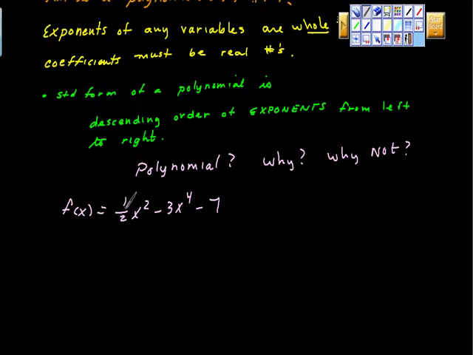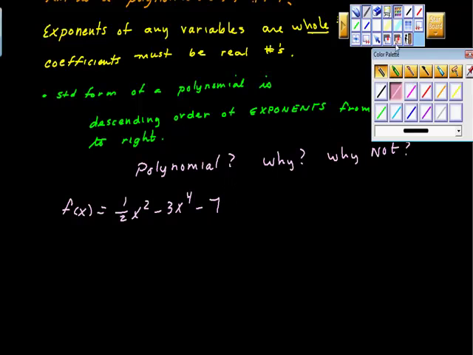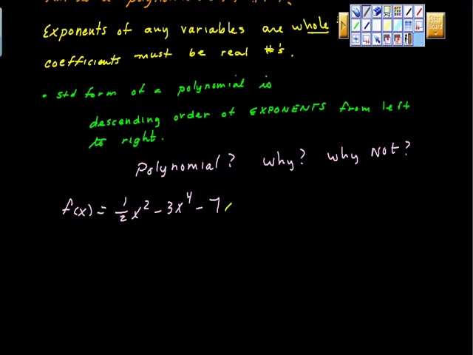Well, here are the coefficients. The coefficients are 1/2, -3, and -7, aren't they? What kind of numbers are those? They're real numbers. What's true about the exponential value? This is x squared. What's true about 2? 4 is also a whole number. And this is x to the what? This is x to the 0 power, right? I mean, you don't have to write this, but it's something interesting to look at. So it's x to the 0 power. 0 is a whole number also. So, yes, it's a polynomial.